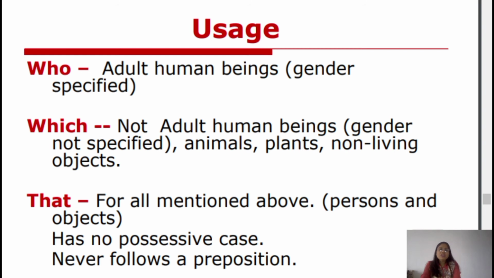Who is used for adult human beings whose gender is specified. Which refers to not adult human beings. I've given you examples like child, infant, baby. The gender is not specified. It replaces animals, plants, and other non-living objects. That may be used for all of those mentioned above, but it refers to something that is more specific. It has no possessive case and it never follows a preposition. I was referring only to that here.